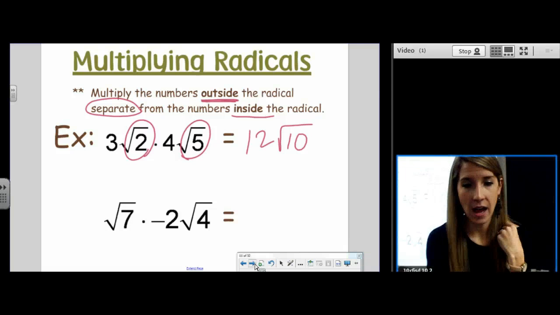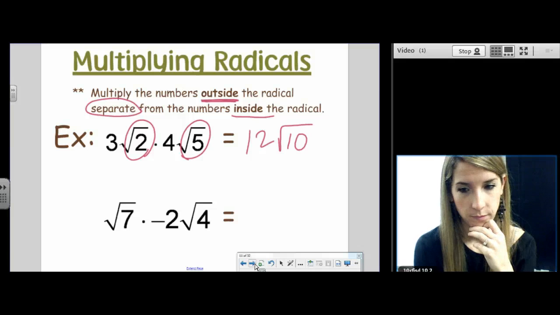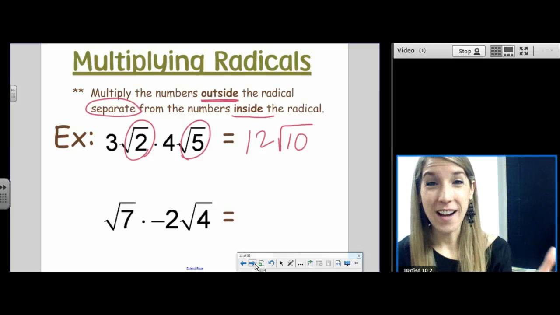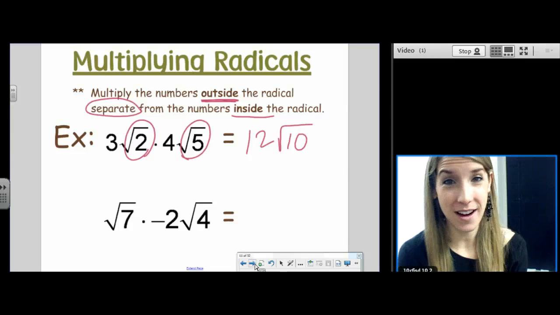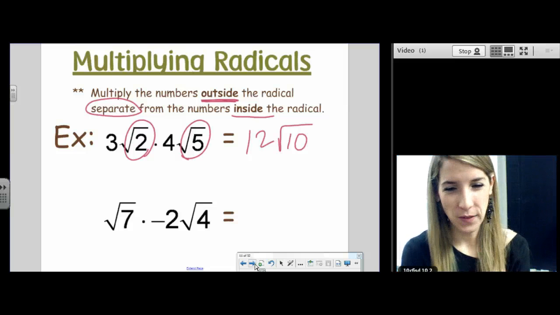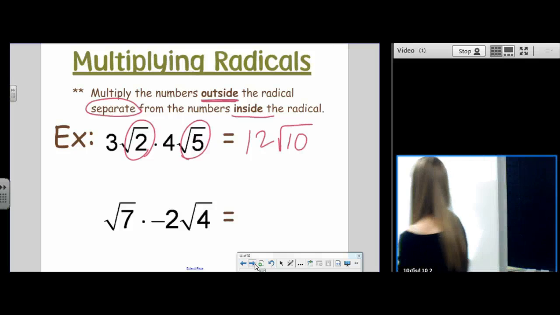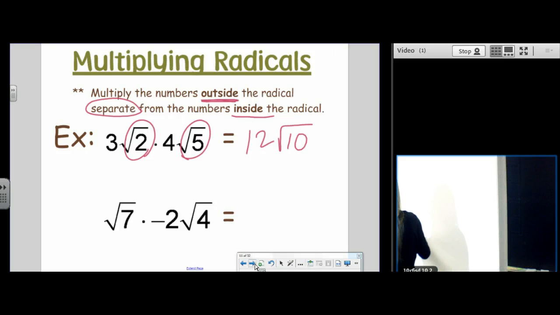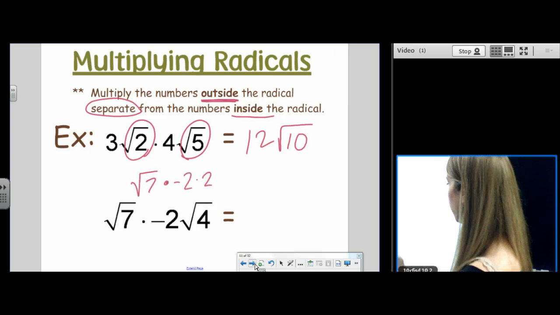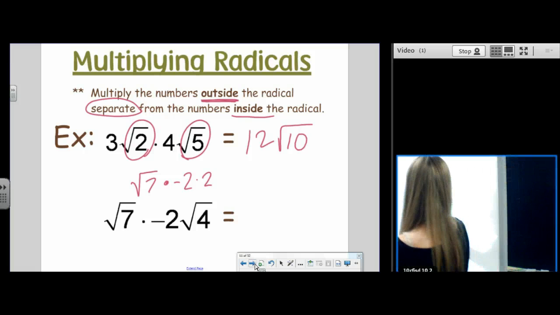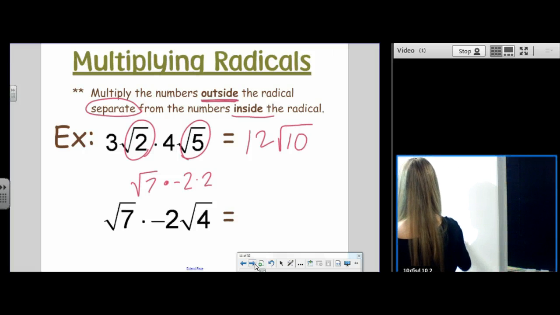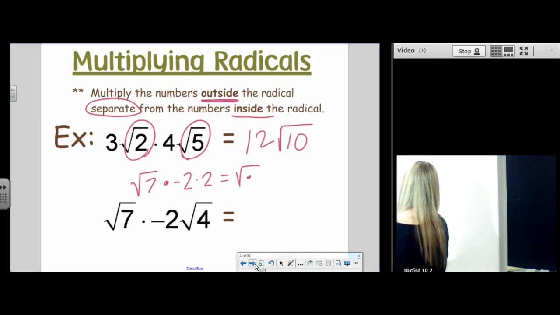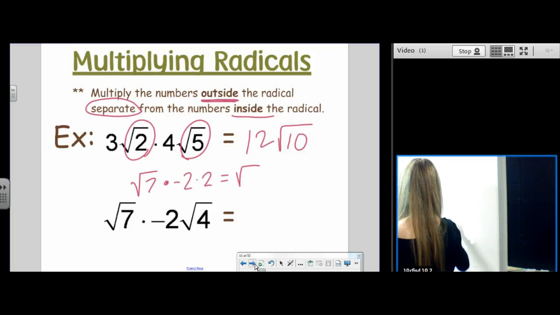All right, what about this one down here? Square root of 7 times negative 2 root 4. Now, you may or may not see this, and you need to be really good at recognizing perfect squares, but there's a perfect square there. You see the square root 4? Square root 4 is just 2, right? So this is really saying square root of 7 times negative 2 times 2. Because the square root of 4 is just 2. So that's like saying the square root of 7 times negative 4.